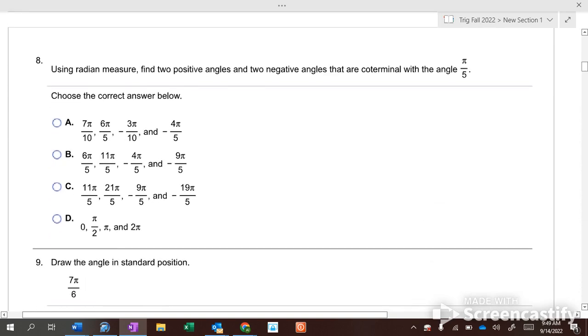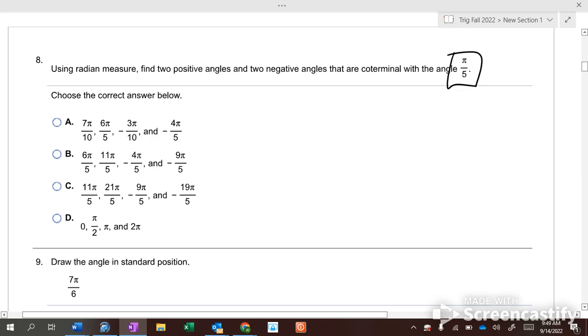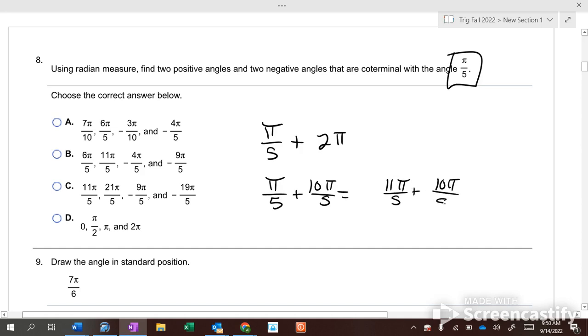All right. This is one that just stumps some people, and it really shouldn't. Because we're doing coterminal angles, but with radians now. Okay? Pi over 5. Well, we want to add on to that 2 pi, which is 10 pi over 5. So if we add on 10 pi over 5, we get 11 pi over 5. If we add on another 10 pi over 5, we get 21 pi over 5. Which one has both 11 pi and 21 pi over 5?